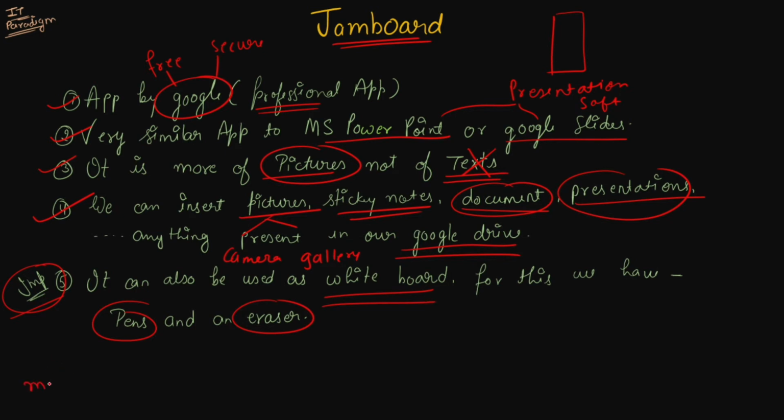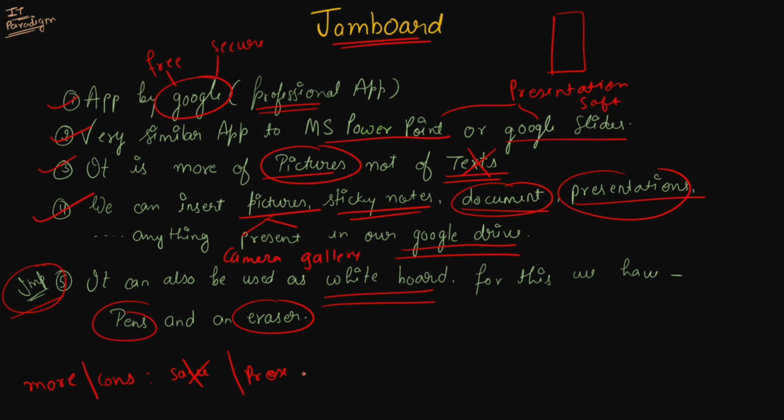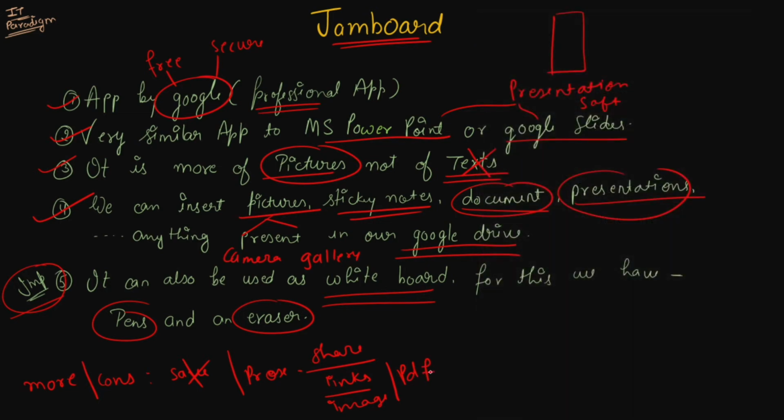Moreover, there are some pros and cons of this application. The cons are that we cannot save our Jamboard anyhow, meaning we cannot save it in a proper file format. The pros are that we can share the Jamboard. We can share the Jamboard in three formats only: the link, the image, or the PDF of this Jamboard to other people. So if you want to share this Jamboard, you can share.